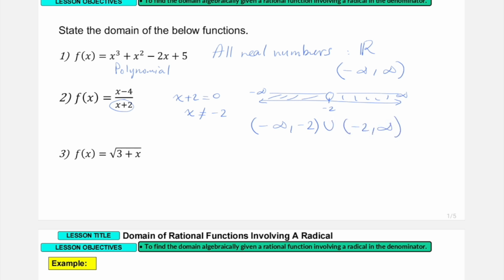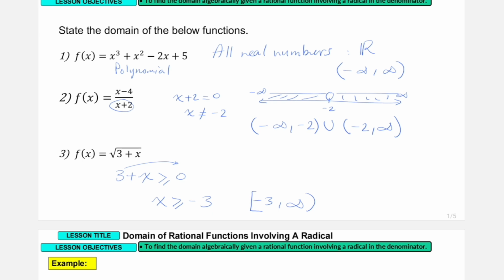The last function here is a radical function, and we have said before that the domain of a radical function is where 3 plus x, whatever is under the square root, has to be greater than or equal to 0. And this is a linear inequality that can be solved by shifting 3 to the other side. So x is greater than or equal to negative 3. If you want to write it in interval notation, starting from negative 3, closed bracket, because I have an equal sign, going to infinity.